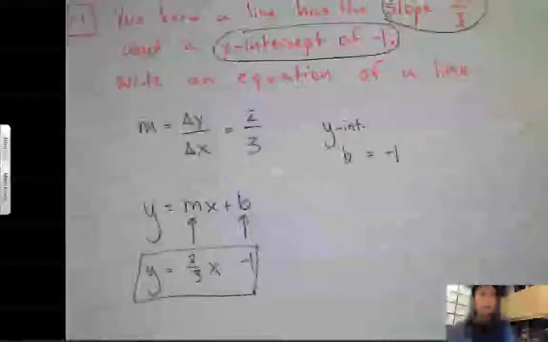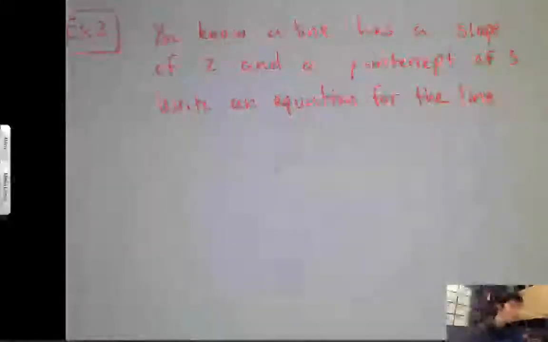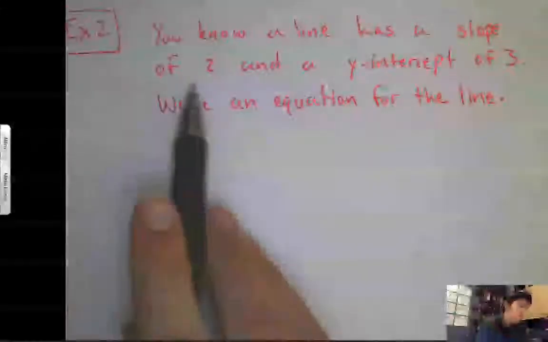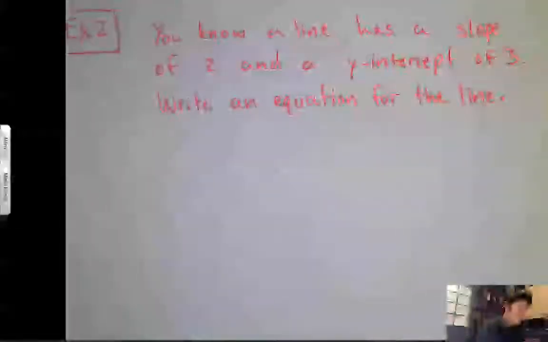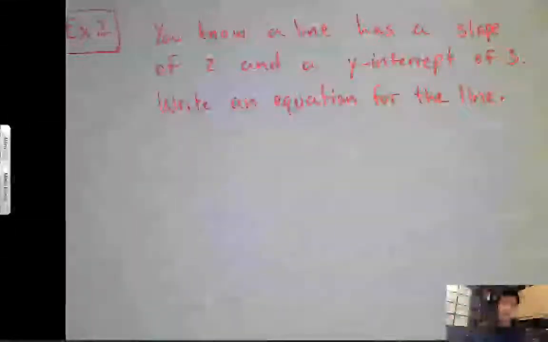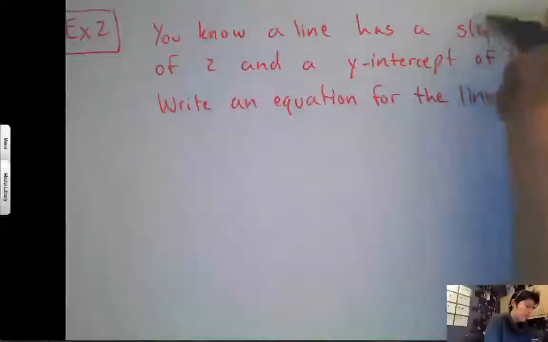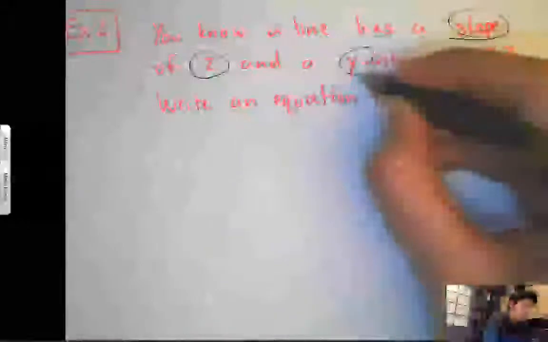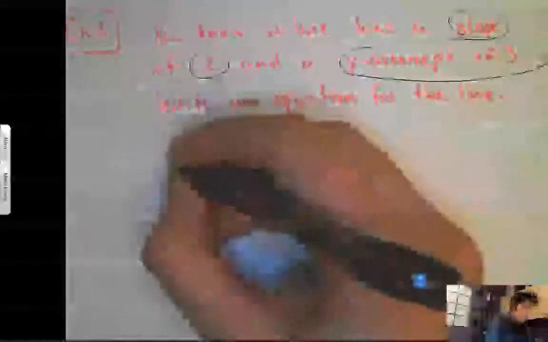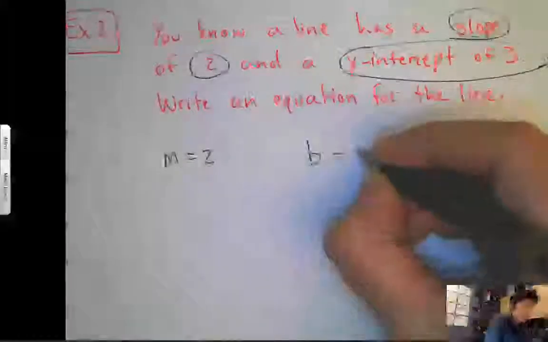So let's give you another one to try. In fact, if you wanted to, you could pause the video and just make sure you have this down. Next example, you know a line has a slope of 2 and a y-intercept of 3. Write an equation for the line. Okay, so you know that a line has a slope of 2, that's the slope, and a y-intercept of 3. So m for slope is equal to 2, and y-intercept b is equal to 3.